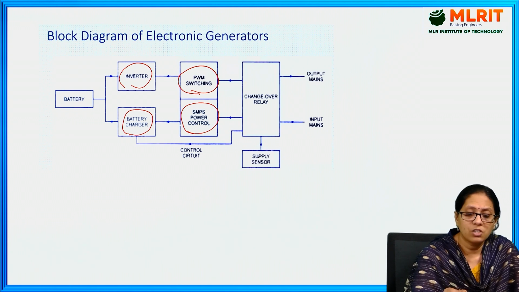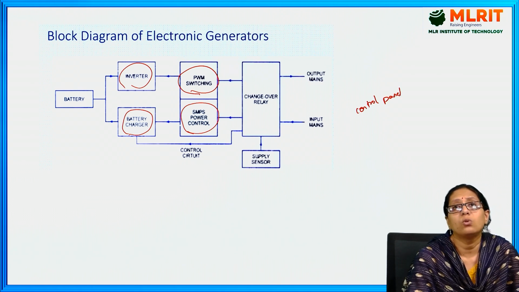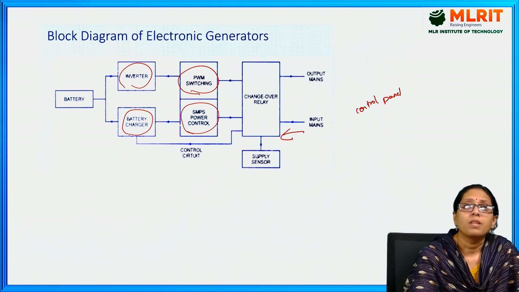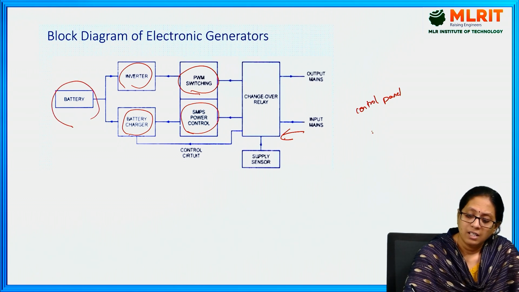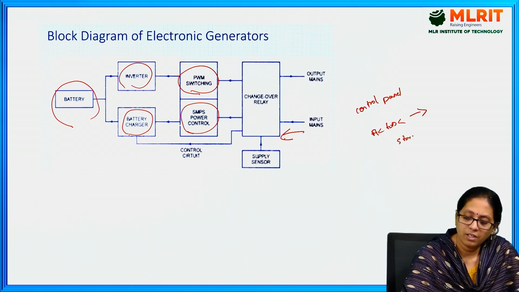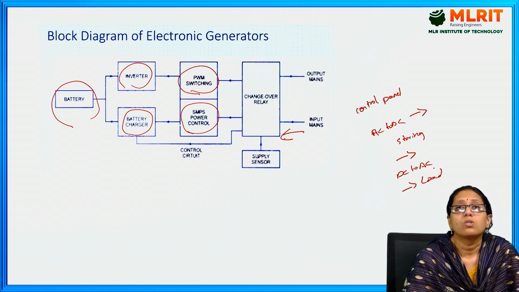So the connections, this is like control panel. This is nothing but a control panel which controls the AC to DC as well as DC to AC connections. So the input is input conversion AC to DC, storing in the battery, and after that again DC to AC conversion which is being connected to the load. So this is being shown in this block diagram.